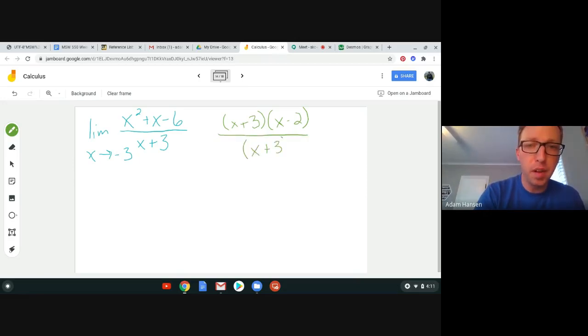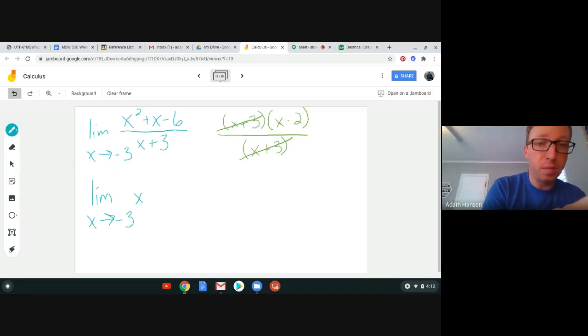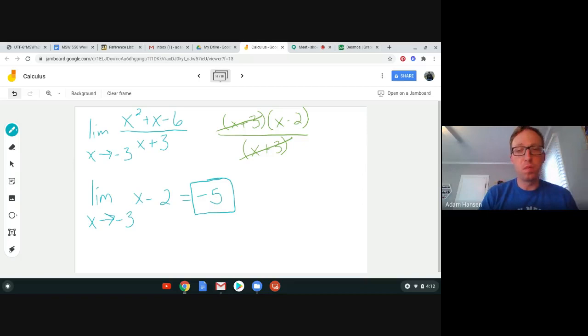Bring across the dividing by x plus 3, and notice that I have the same factor on top and bottom. So this original given function, x squared plus x minus 6 divided by x plus 3, simplifies to simply x minus 2. So I can evaluate this limit as x approaches negative 3 by using direct substitution in our function x minus 2. So negative 3 minus 2 is simply negative 5. Of course, this can be confirmed by making a table or looking at a graph.